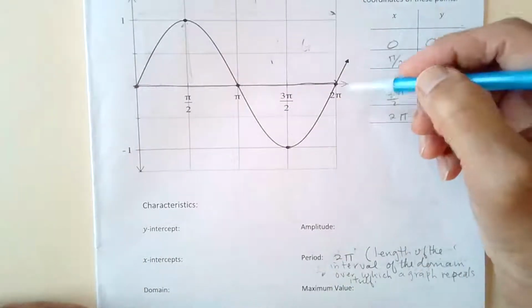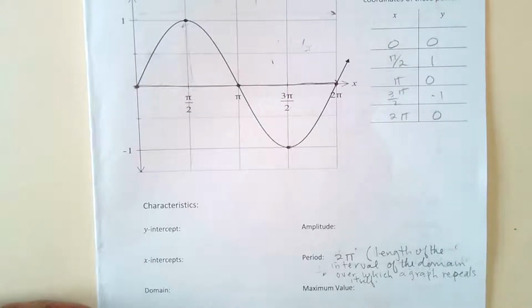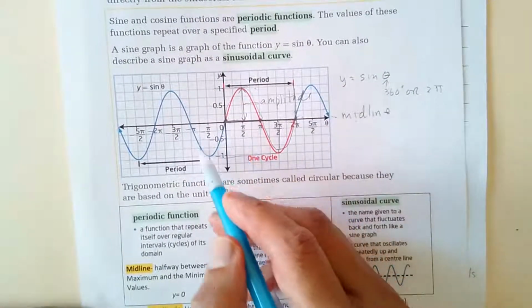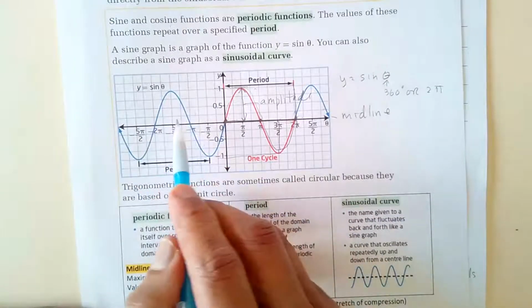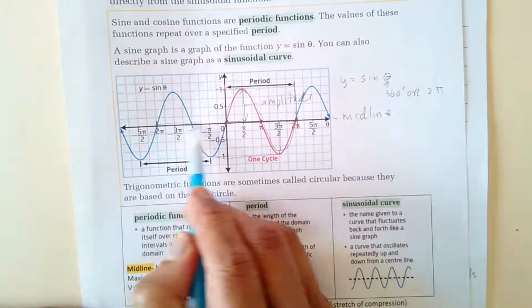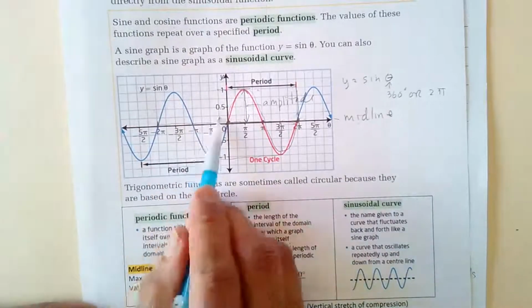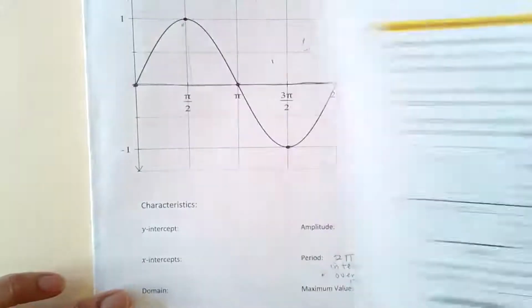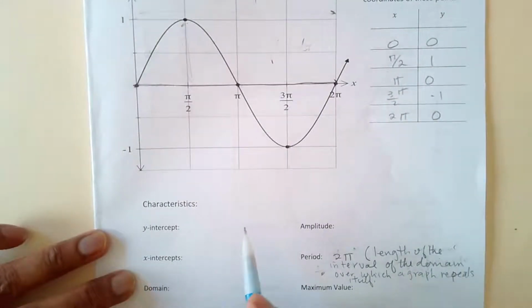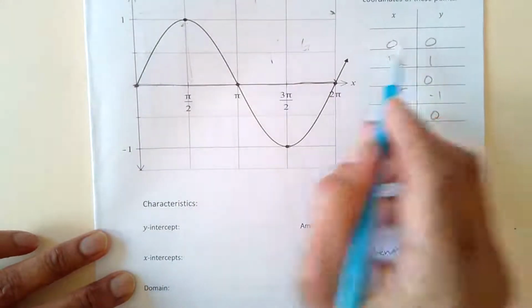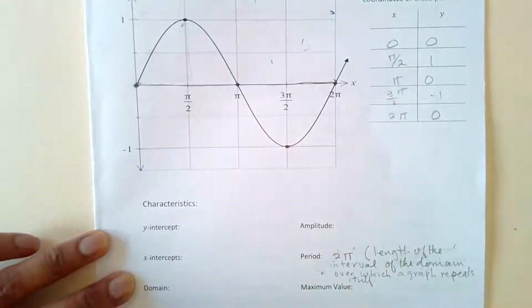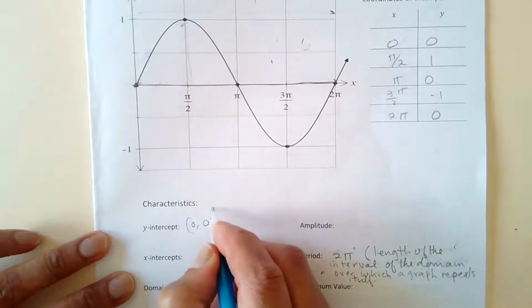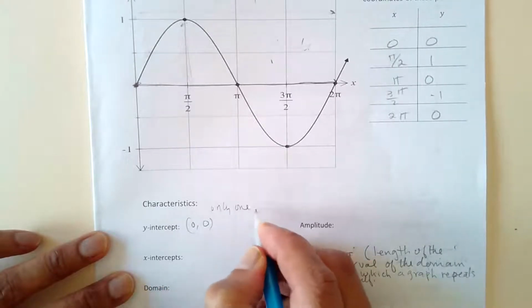So the graph will repeat. And if this were to continue, as I'll show you in this previous one, this graph repeats itself. Or you can go to the left, right? It's repeating. So every 2 pi is a complete cycle. The y-intercept, notice here, there's only one y-intercept, which is 0, 0. So only one y-intercept.